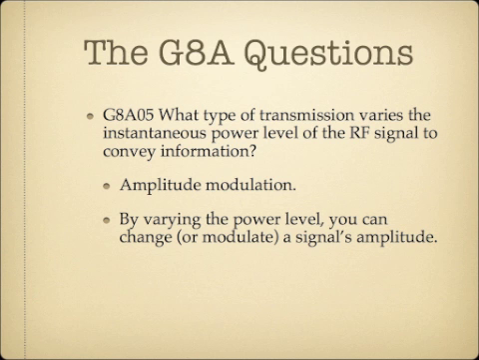What type of transmission varies the instantaneous power level of the RF signal to convey information? Now, this is amplitude modulation. One way to think about this is that when they talk about instantaneous power, you can imagine some guy with a cattle prod poking a signal, and as he pokes the wave, the wave jumps up a little bit. So basically, the amplitude modulates. All right, bad example, but by varying the power level, you can change or modulate a signal's amplitude. That's kind of the point I'm getting at. So the type of transmission that varies instantaneous power level of the RF signal to convey information is amplitude modulation.